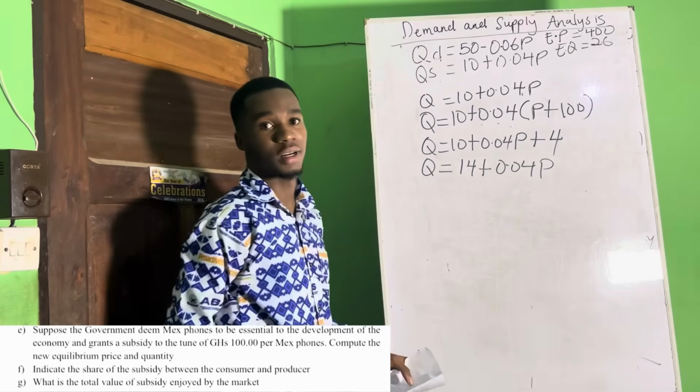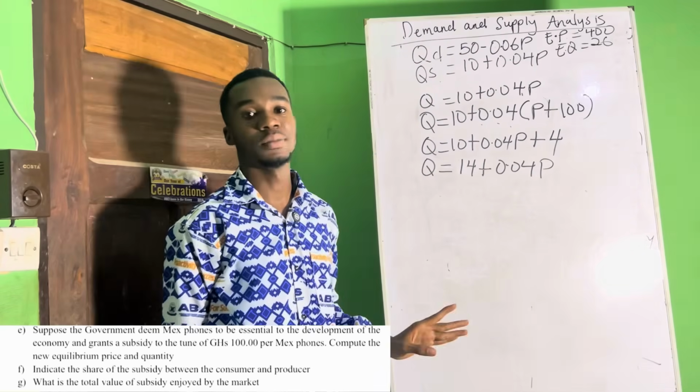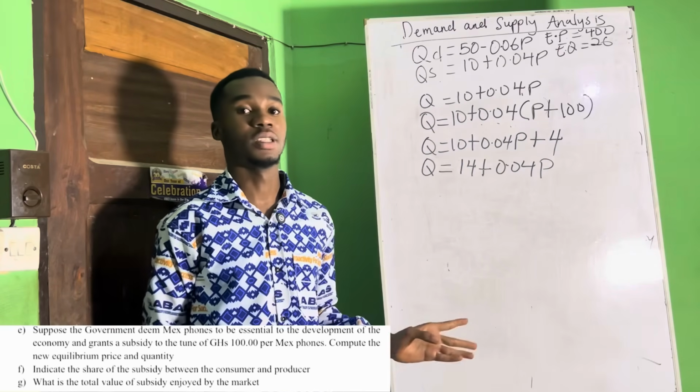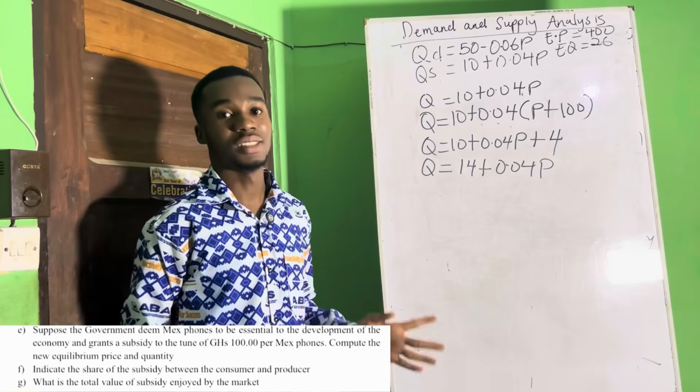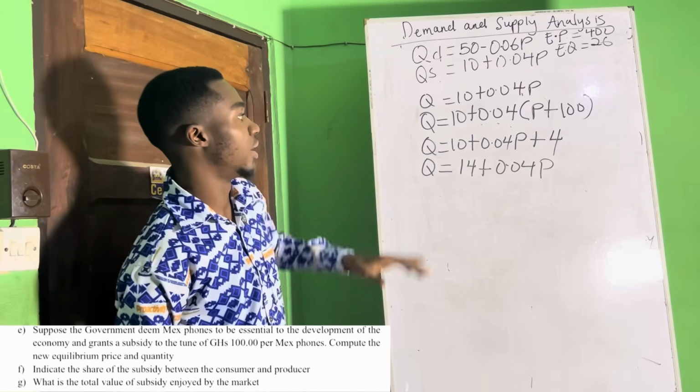Now after you've got the new supply function, then you are going to solve it simultaneously with the old demand function. For the demand function, don't make a mistake to go and add anything. You don't do anything there. Whether a tax has been introduced, a subsidy or whatever, you don't do anything. It remains the same throughout. You get it? So you're going to solve this with the old demand function.